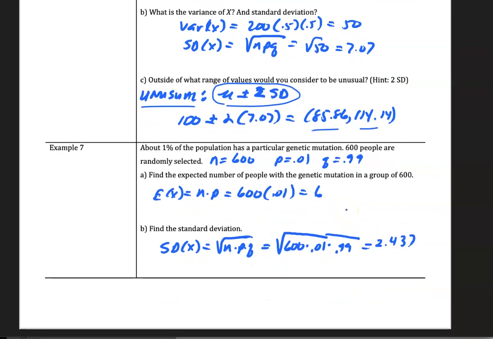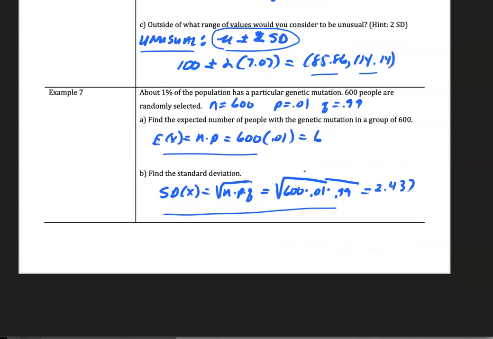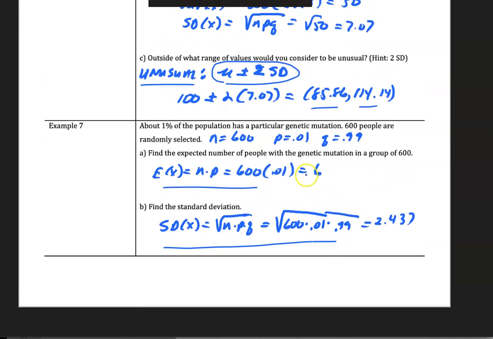And then here's another question showing you how to calculate expected value and standard deviation. You can see where those values come from and how we plug them in. Again, ArtOStat actually does that for us, but StatCrunch doesn't, so that's why you have to calculate that by hand.